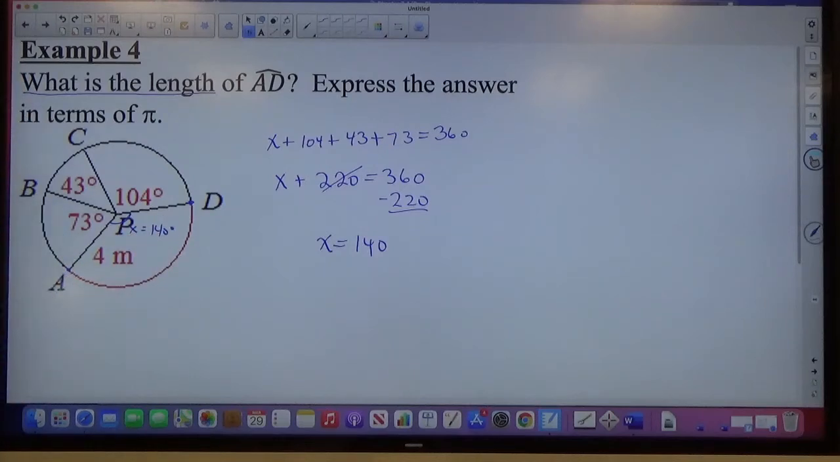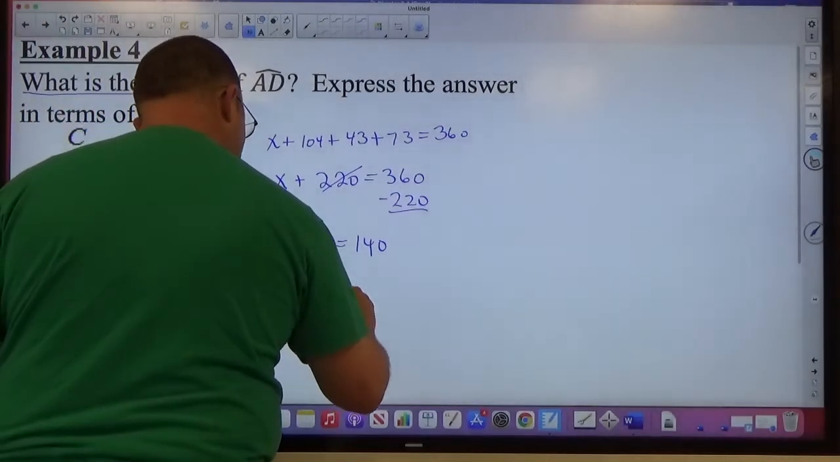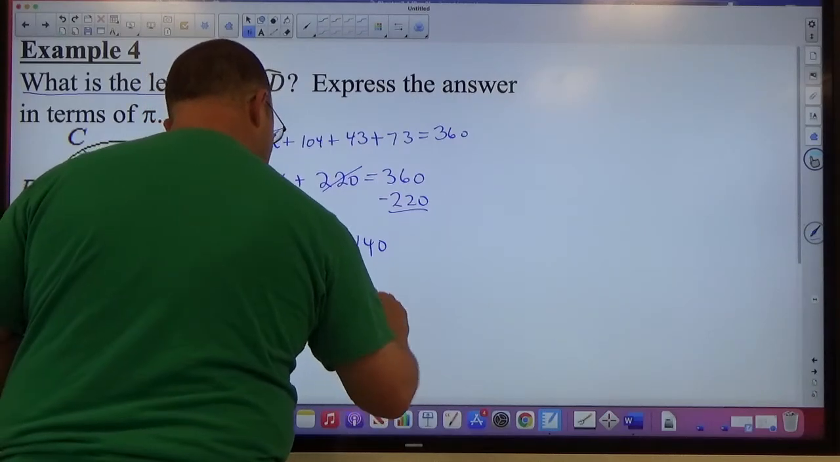We want the length of AD. Now this is exactly like example 2 was. The radius is 4 meters. The central angle is 140. To figure out the length of AD, we're using the formula D over 360 times 2 pi r.